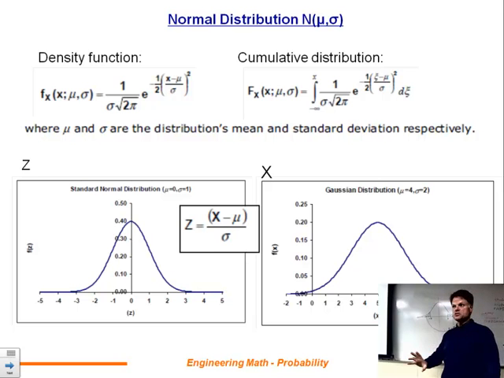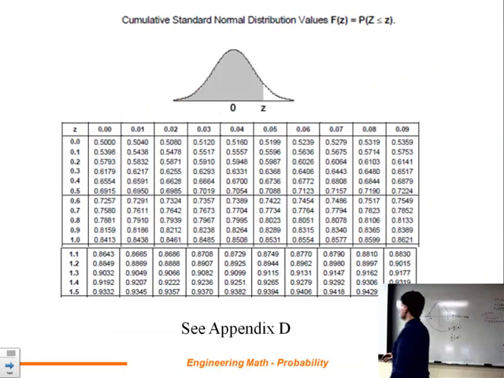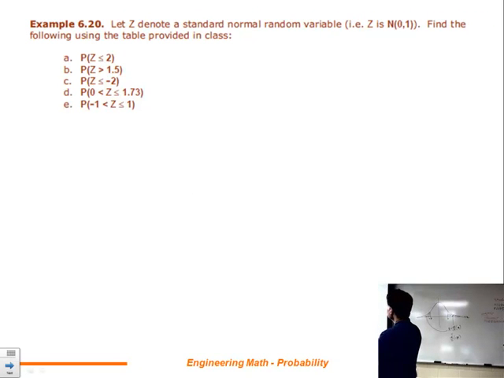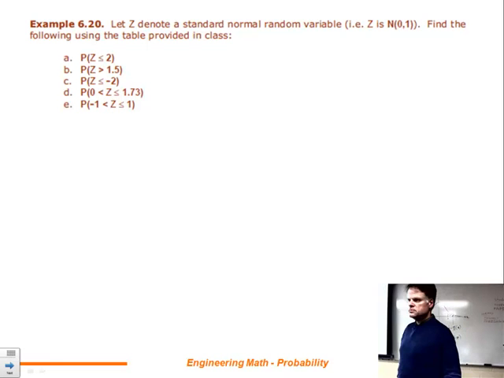So let's actually do an example, but keep your books open. Let Z denote a standard normal distribution, so Z has mean 0 and standard deviation 1. Find the following using the table provided in class. The probability that Z is at most 2. What is that? 0.97725. You just look up Z equals 2.